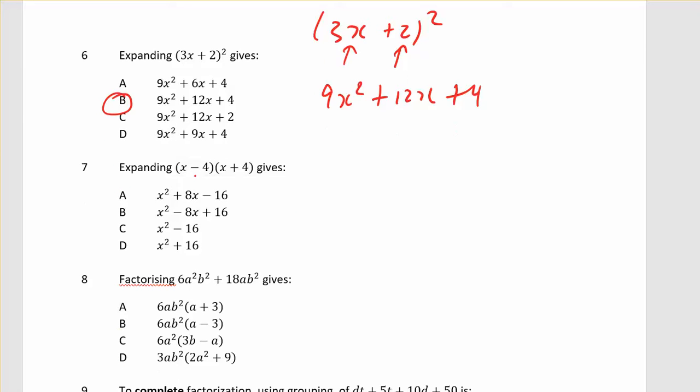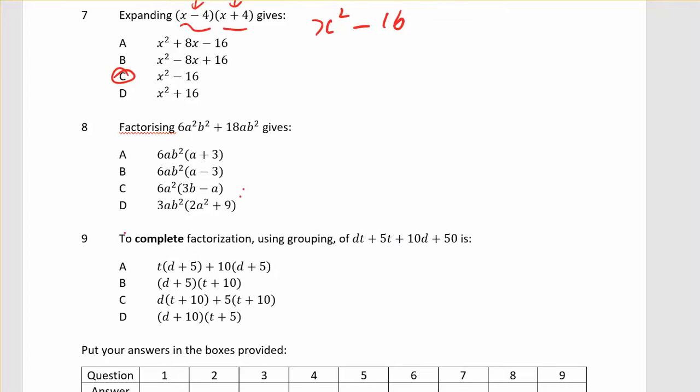Now, 7, this is a DOPS pattern, difference of perfect squares. Now, I know that the only difference between the two brackets is that one has a plus in it, one has a minus in it. The x and the 4 are the same. So the result is you just square the first term, which is x squared, minus the square of the second term, which is 4 squared, which is 16.